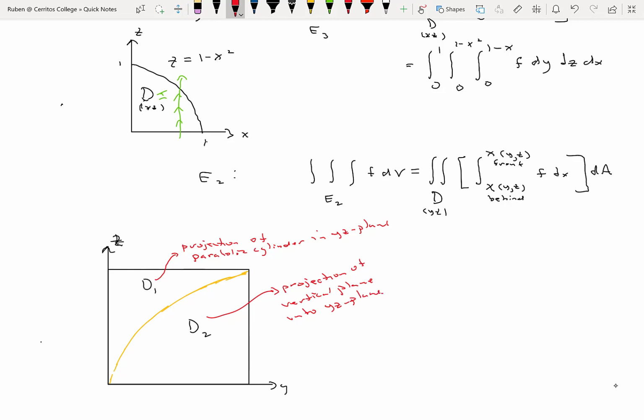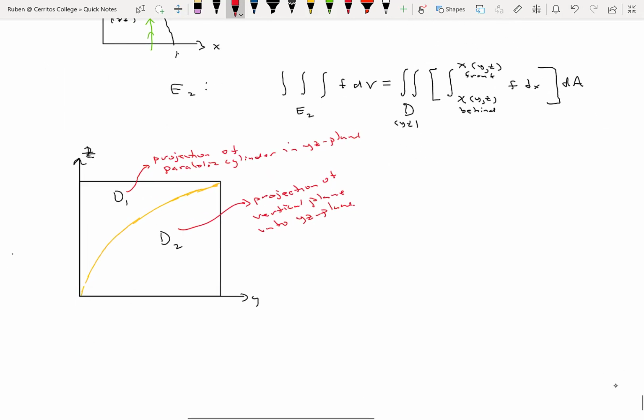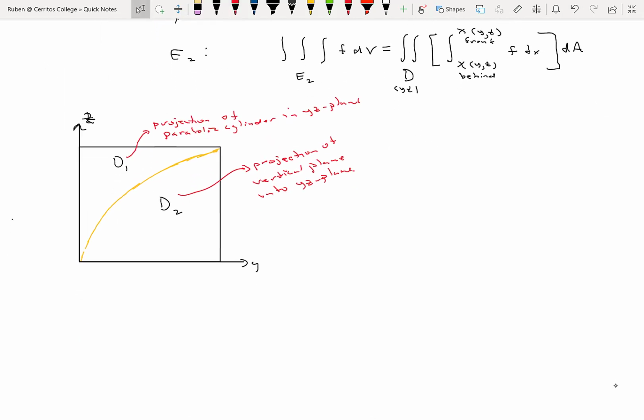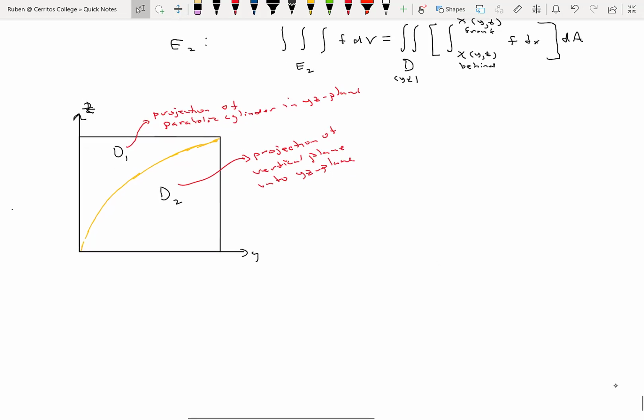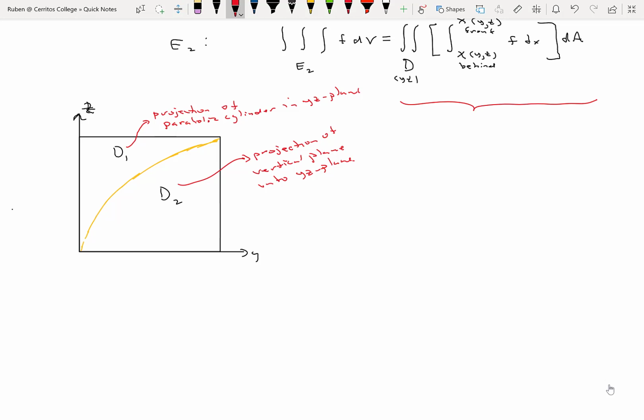So what we're going to need to do with our integral is split this integral up into two integrals. Here's what I mean. We're going to need to split up this final integral that I have above, from x behind to x in front, into two separate integrals. So let's do it.